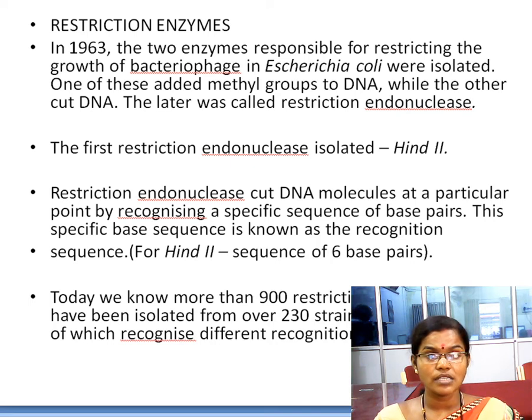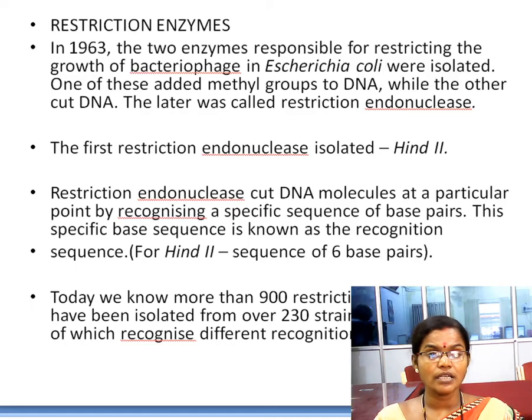Then the fourth point is that REN was discovered by the scientist Hamilton Smith. Where did he discover it? In the bacterium Haemophilus influenzae, called HindII. There we have seen the discovery of the REN.